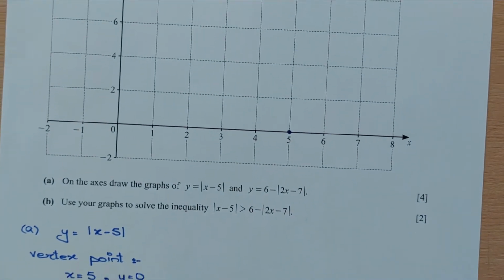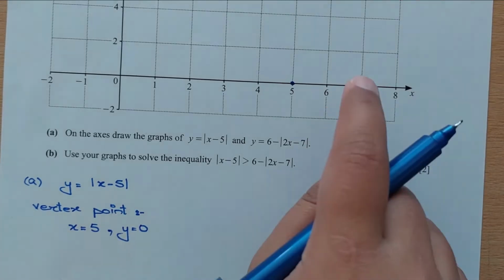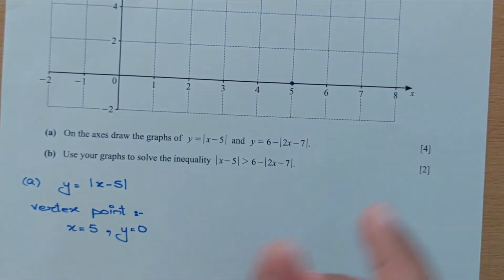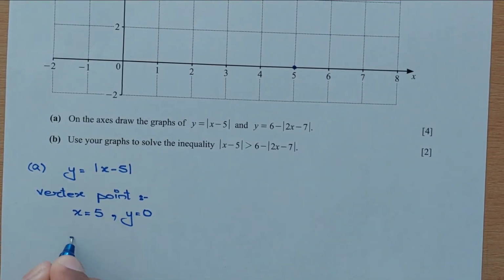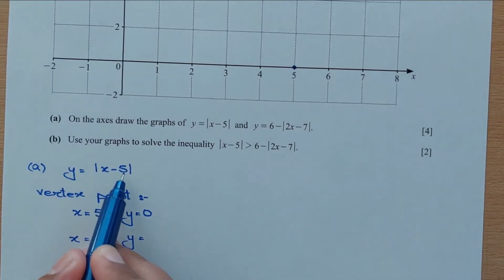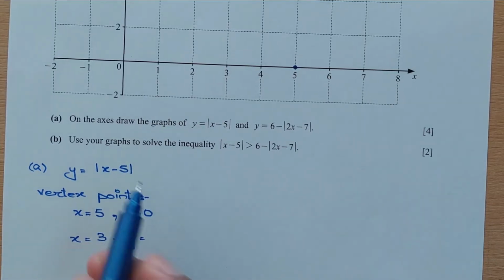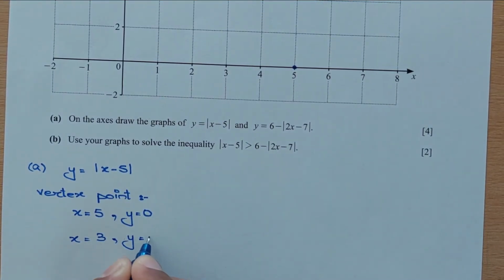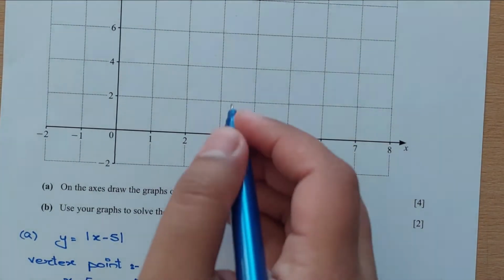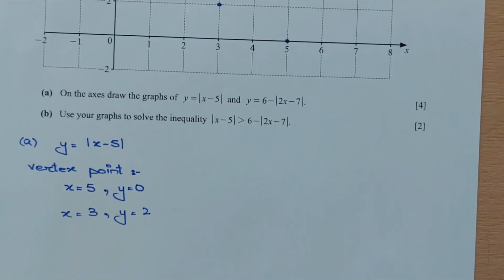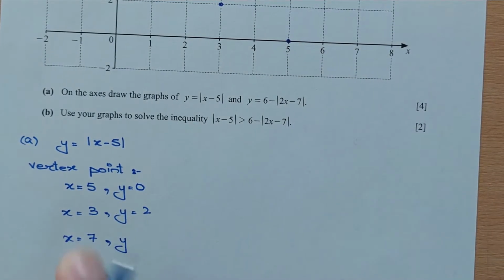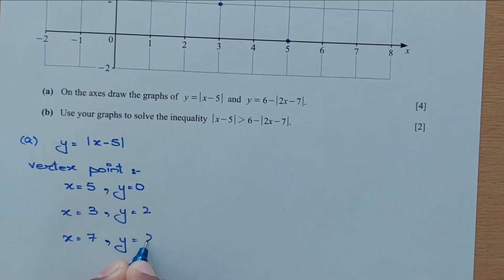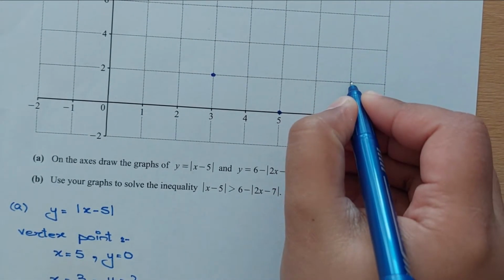Now let me take two other points, because this is an absolute function. You can take x equals 4, 6, 3, 7. This is your choice. So let me take x equals 3. When x is 3, y equals absolute of 3 minus 5, that is 3 minus 5 is minus 2. So we have absolute of minus 2 is 2, so for 3, y is 2, this point. And let me take x equals 7. Y equals 7 minus 5 is 2, and absolute of positive 2 is 2.